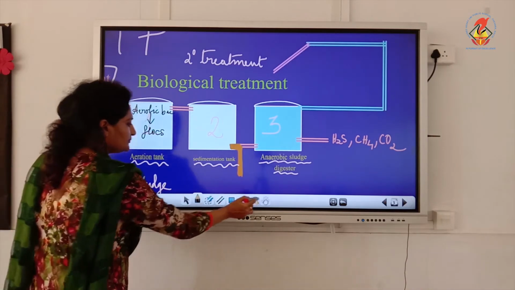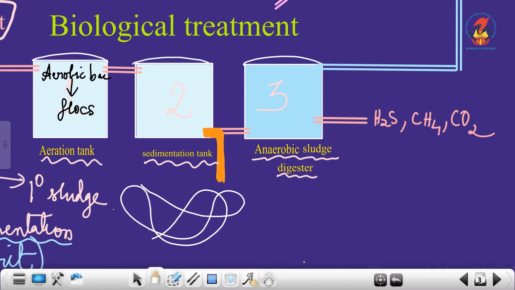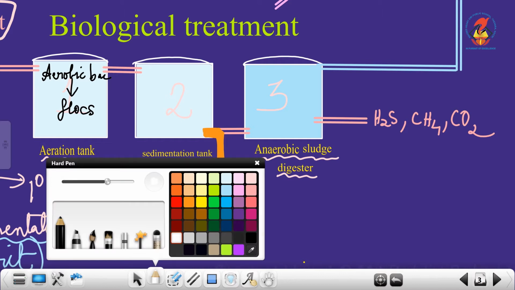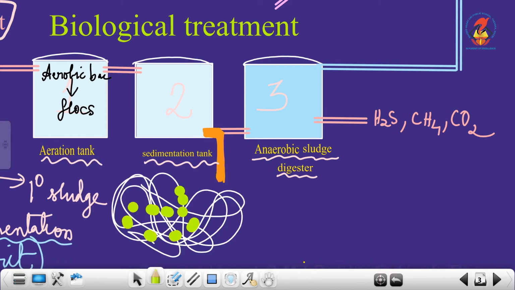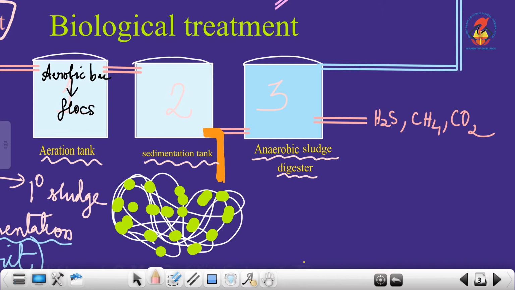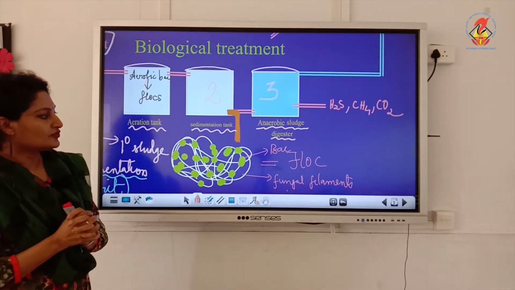If I scribble here, if the white is the fungus threads or hypha or the fungal filaments, the bacteria I will indicate with another color, say green color. These two constitute a flock. So what are flocks? Aerobic bacteria entangled with the fungal filaments. These white threads are the fungal filaments, and the green indicates the bacteria. So when these aerobic bacteria associate with the fungal filaments, they form flocks.